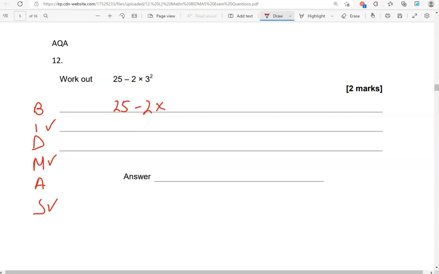So now we have subtraction and multiplication. We need to do multiplication first, so we're going to do 25 take away 2 lots of 9, which is 18. 25 take away 18 gives us 7. So the answer is 7.